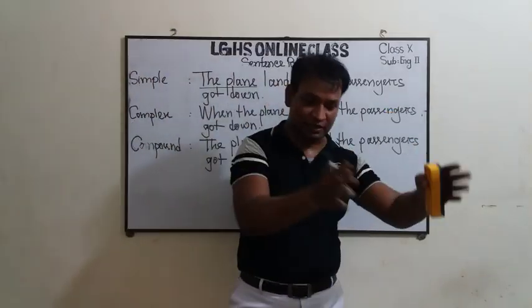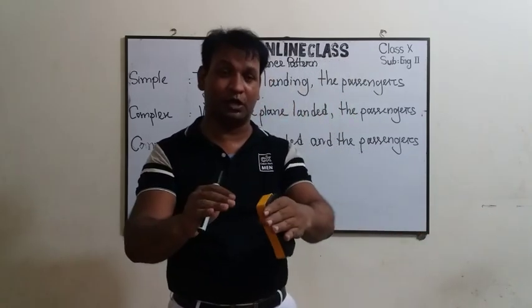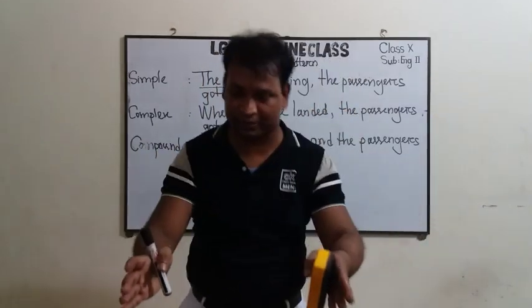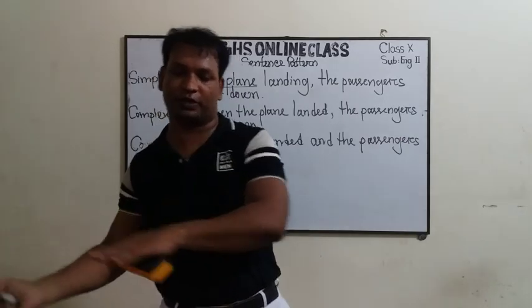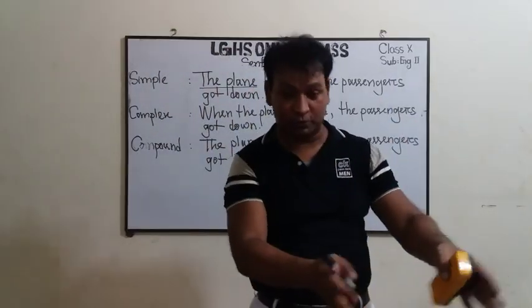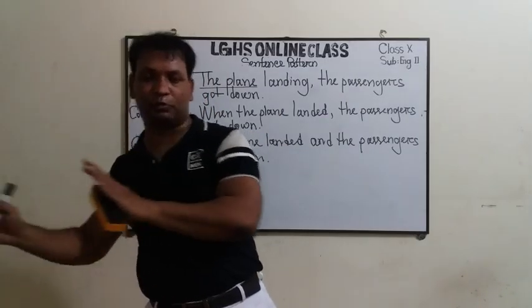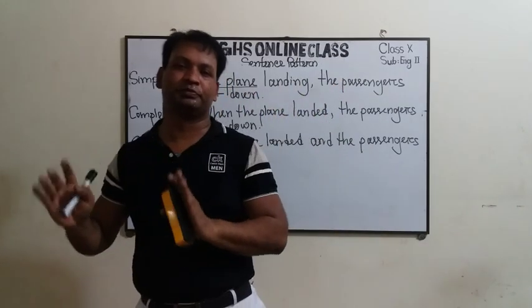Similarly, the sun having set, having plus past participle. This is a participle phrase. The sun having set, we reached home. This is simple. Let's make it complex. We reached home after the sun had set. Let's make it compound. The sun set and we reached home.